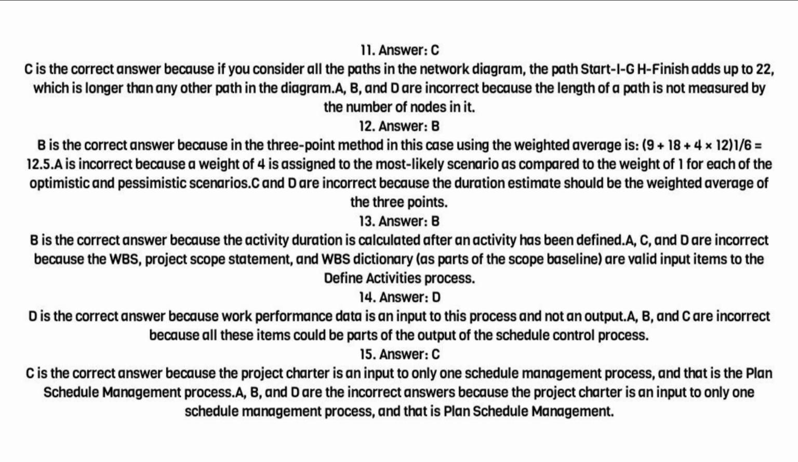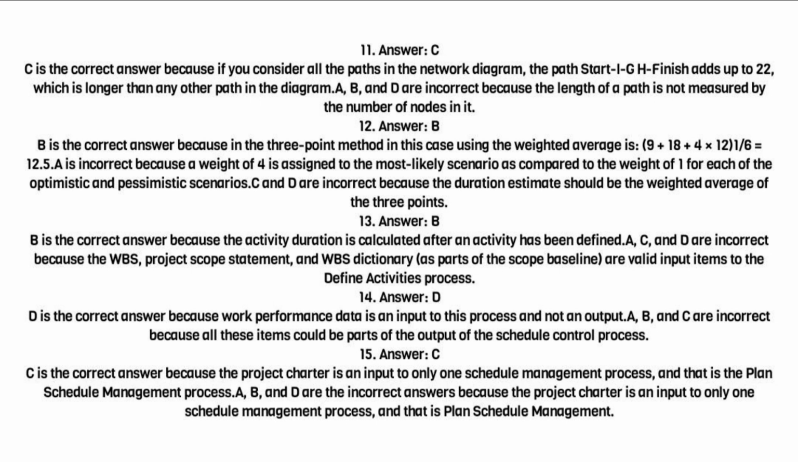13. Answer B. B is the correct answer because the activity duration is calculated after an activity has been defined. A, C, and D are incorrect because the WBS, project scope statement, and WBS dictionary, as parts of the scope baseline, are valid input items to the define activities process.